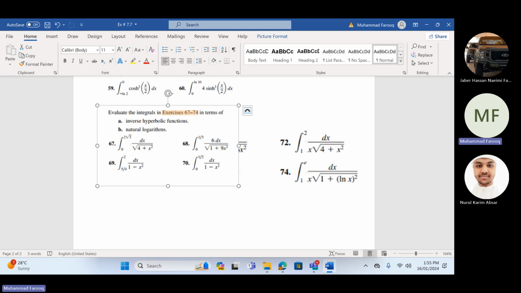Question 68. Please try this question 68. The integral from 0 to 1/3 of 6 dx divided by the square root of 1 plus 9x squared. Please try this, then we start our next topic.